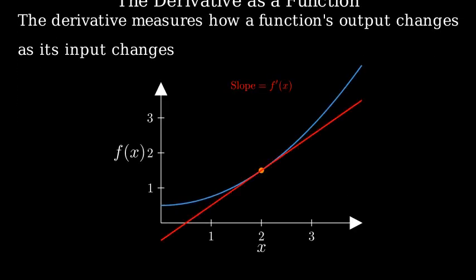Think about a car's movement. The position of the car is a function of time. The derivative of this position function gives us the car's velocity at any moment, which is how fast the position is changing.